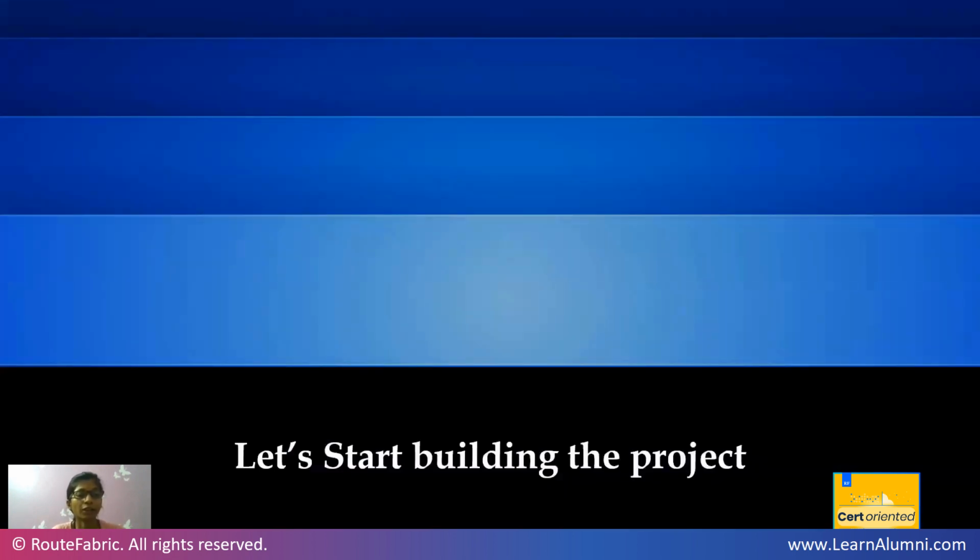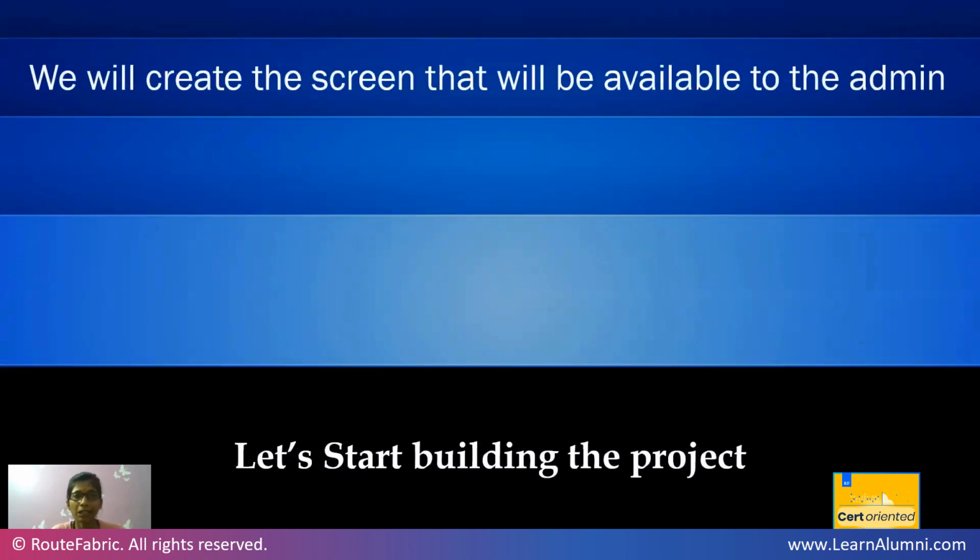Now, what we are going to do. Let's start writing the code. But before that, we will see how we are going to flow into it. So the first step is we will be creating the screens that will be available to the admin. All those screens which will be available for the admin, we will be creating them. There will be multiple screens to be created, because each option will have multiple other options also, right?